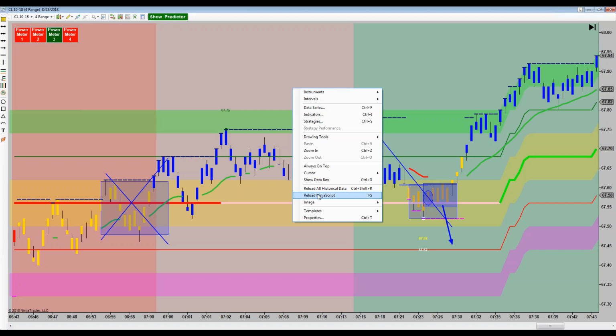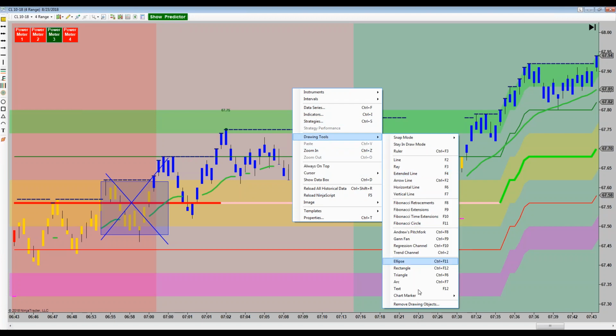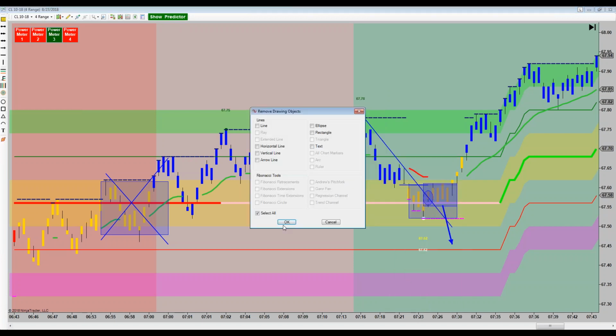Let's go back and discuss the top of the box again, because why is the top of the box important in this instance? I'm going to clean this off again so we can go back to what we're doing here. Drawing tools, remove. Why is the top of the box so important?